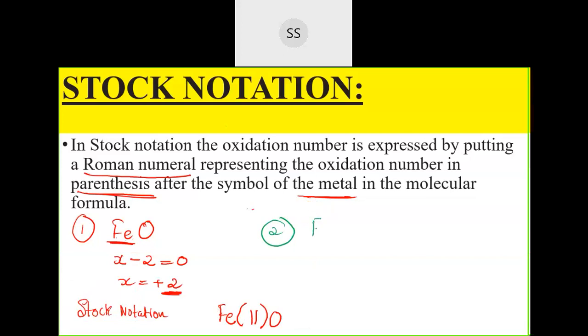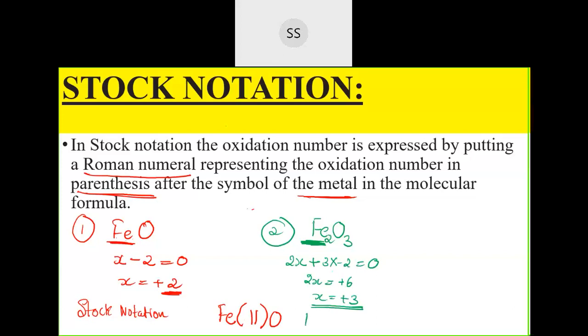If this compound is given to you, Fe2O3, calculate the oxidation state of iron here. Metal you need to calculate, iron's oxidation state. So we have 2x plus 3 into -2. Whole charge is 0. So 2x is equal to +6, correct? So x is equal to +3 here. So +3 is the oxidation state of this particular Fe here.